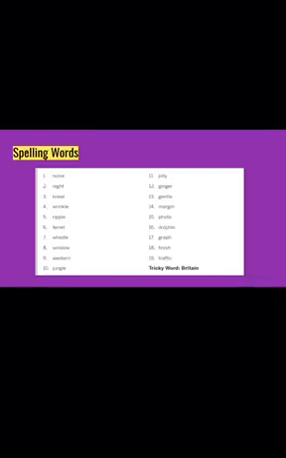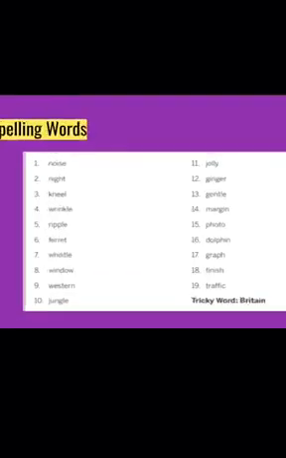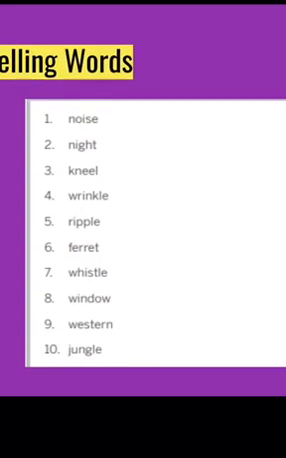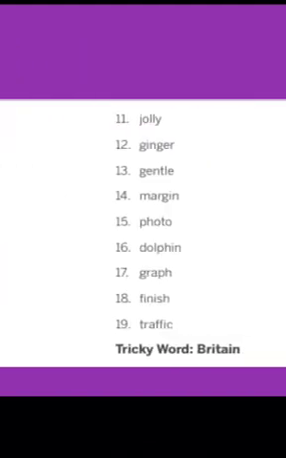You do have your new spelling words. I'll run through those quickly with you. Number 1, noise. 2, night. 3, kneel. 4, wrinkle. 5, ripple. 6, ferret. 7, whistle. 8, window. 9, western. 10, jungle. 11, jolly. 12, ginger. 13, gentle. 14, margin. 15, photo. 16, dolphin. 17, graph. 18, finish. 19, traffic. Whew. And your tricky word, Britain.